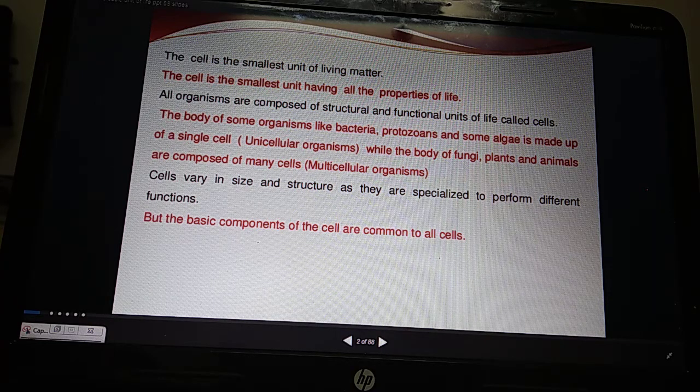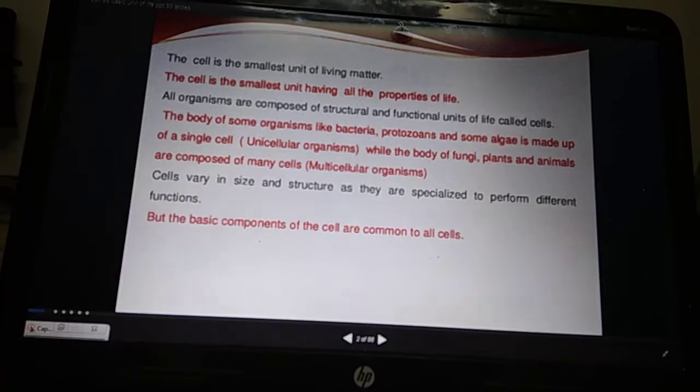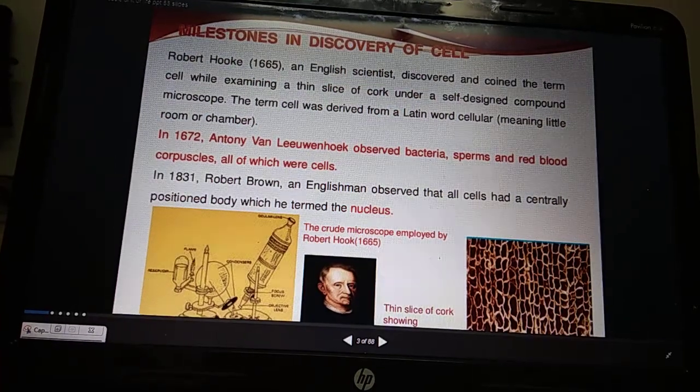Some organisms like bacteria, protozoans, some algae, they are made up of only one cell. They are unicellular organisms. Whereas most of the organisms, fungi, plants, animals, they are multicellular. They are made up of many cells. Cells vary in size, structure, and they are specialized to perform different functions. But basic components are similar in all the cells.